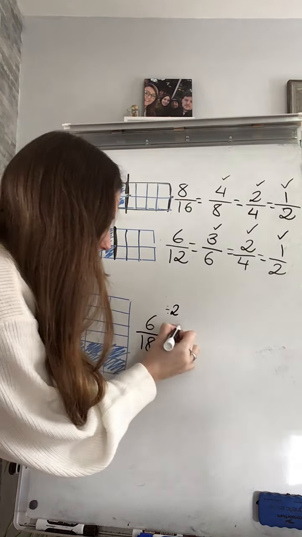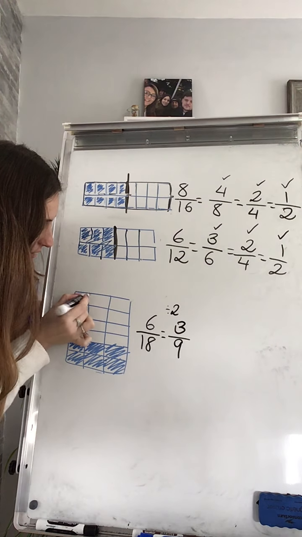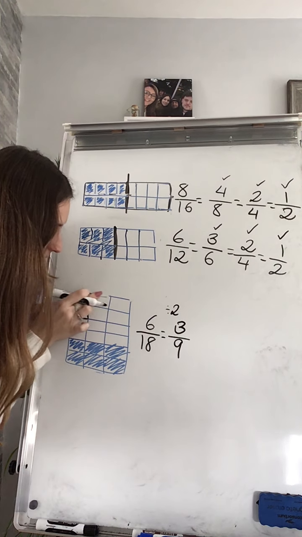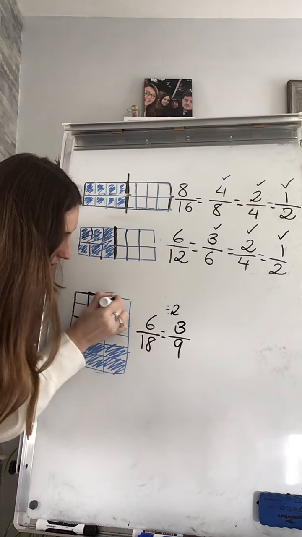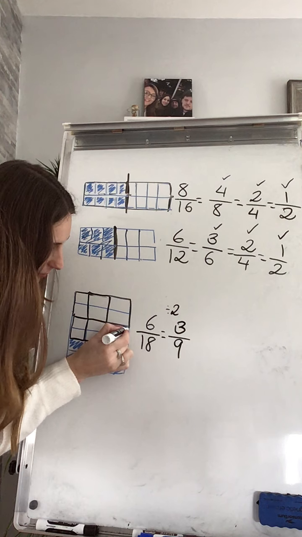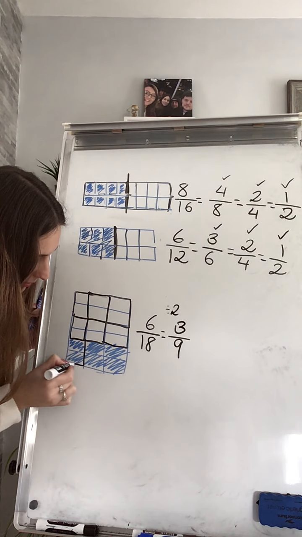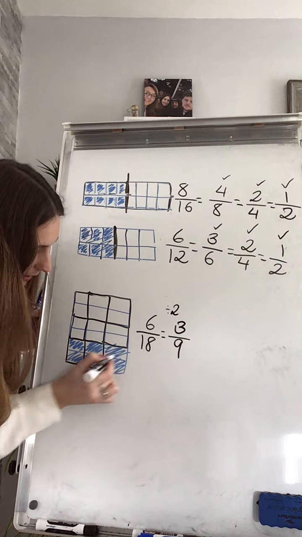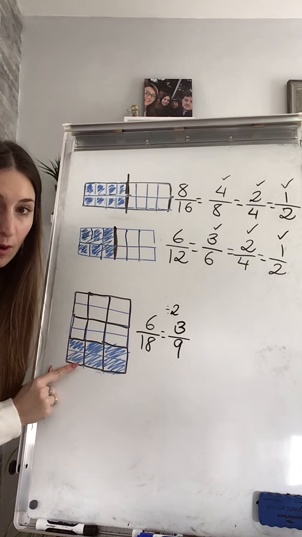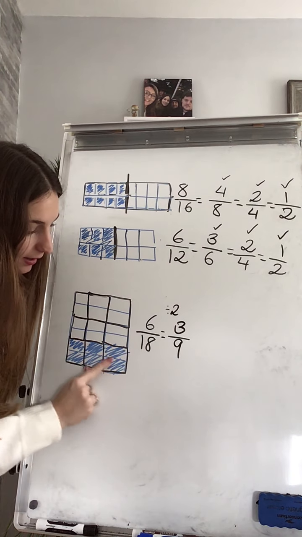So could I make this into 9 equal parts? Let's see. 1, 2, 3, 4, 5, 6. 1, 2, 3. How could I do that? Well, I'm going to just have 1 equal part, 2 equal parts, 3, 4, 5, 6, 7, 8, and 9.